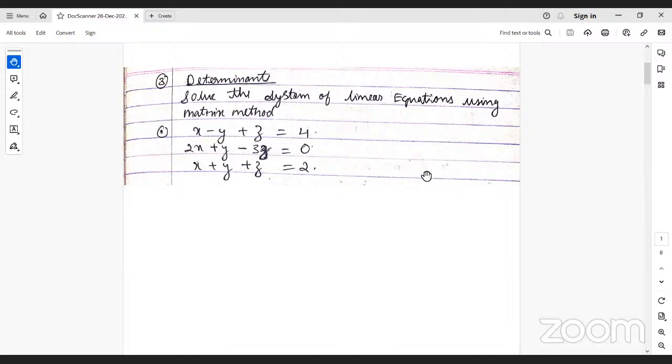Okay, so we will continue with the example. 9 marks are occurring here. One 5-mark question is occurring from determinants, that is based on matrix method, and another 4-mark question is also occurring from determinants. So altogether 9 marks.